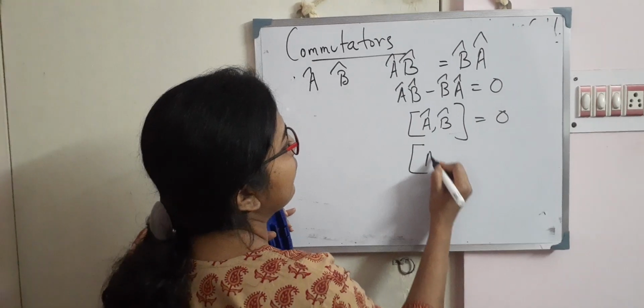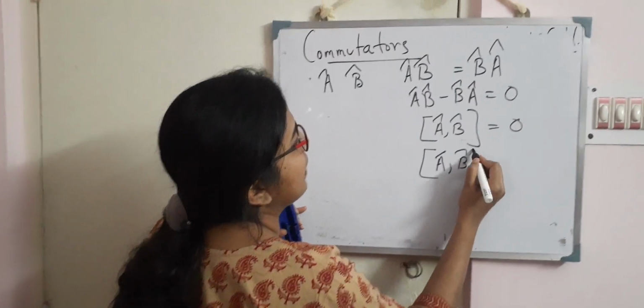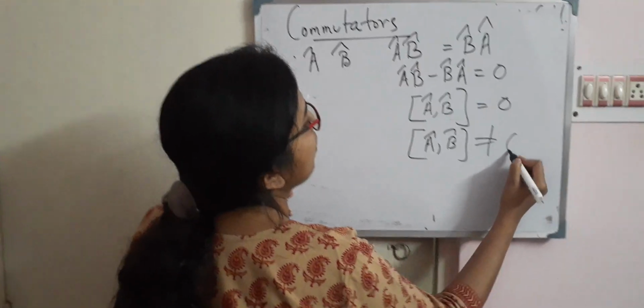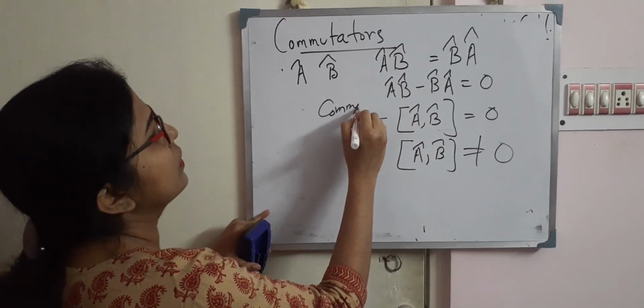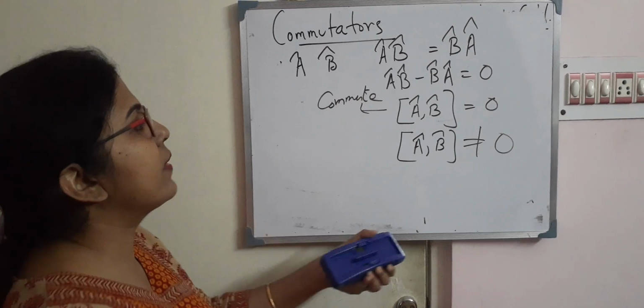But if it does not satisfy, that means I get a result which is not equal to 0, then they do not commute with each other. Now, what is the significance of this?